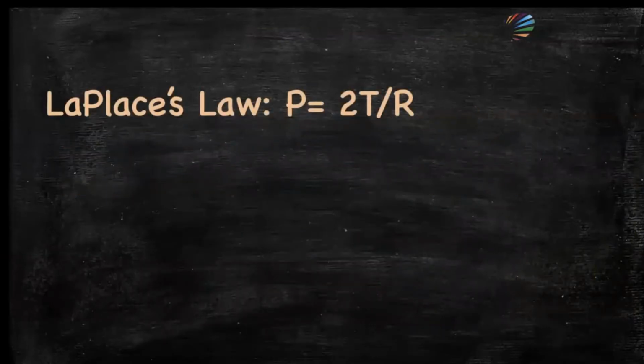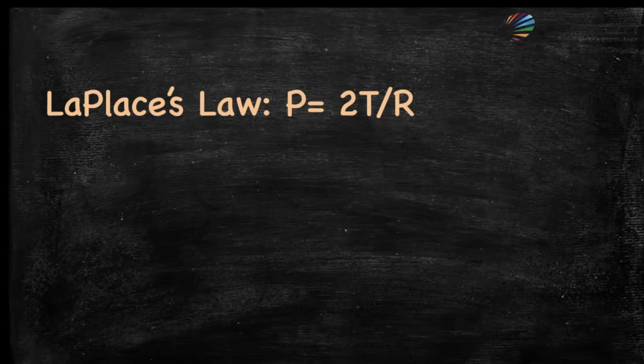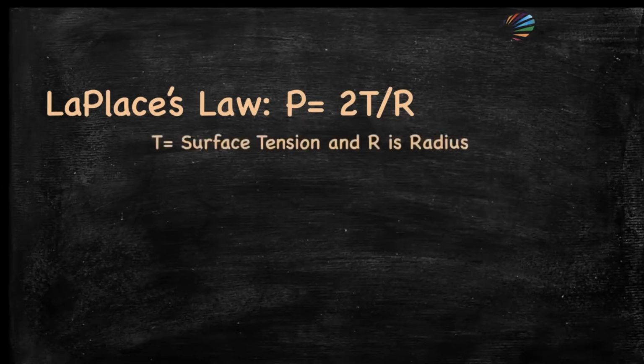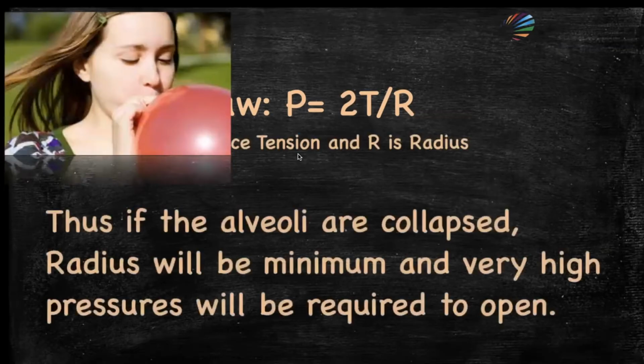So we know Laplace law, that is pressure is equal to 2T divided by R, where T is surface tension, R is radius, and pressure is the pressure required to open the alveoli. So you can see the radius is inversely proportional to pressure. That means when the radius is small, when the alveoli are completely collapsed, higher pressure will be required to open those alveoli. So we can compare this by the analogy of inflating a balloon.